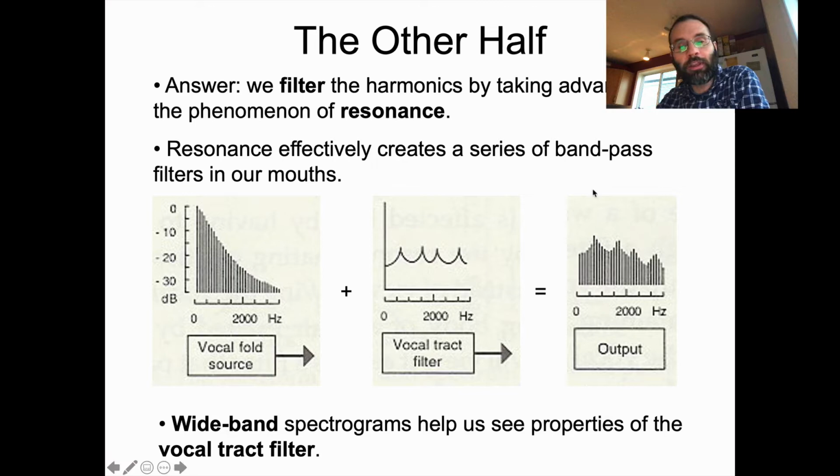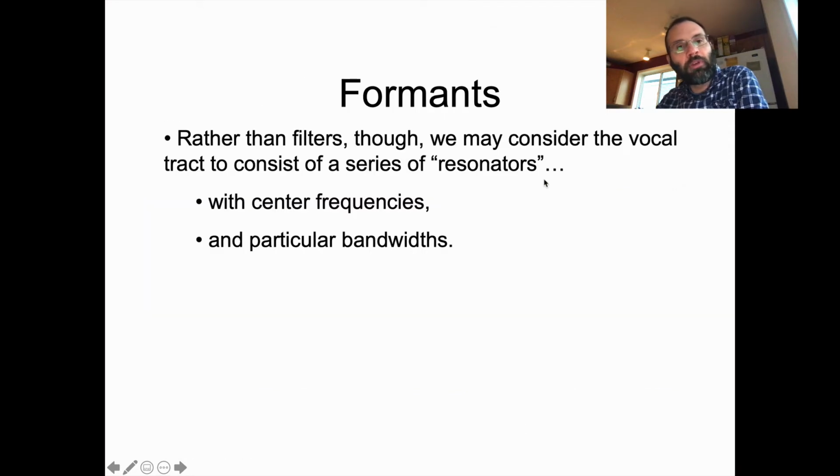So the cool thing is that when we generate wideband spectrograms, they help us see the shape of this filter. We're kind of seeing this part of it when we look at a wideband spectrogram. If we are looking at a narrowband spectrogram, we get something more like this, which is nice, but it's a little bit trickier to see this broader filter pattern in it. So rather than filters, though, you might consider the vocal tract to consist of a series of resonators if you want to think of it in positive terms rather than in negative terms.